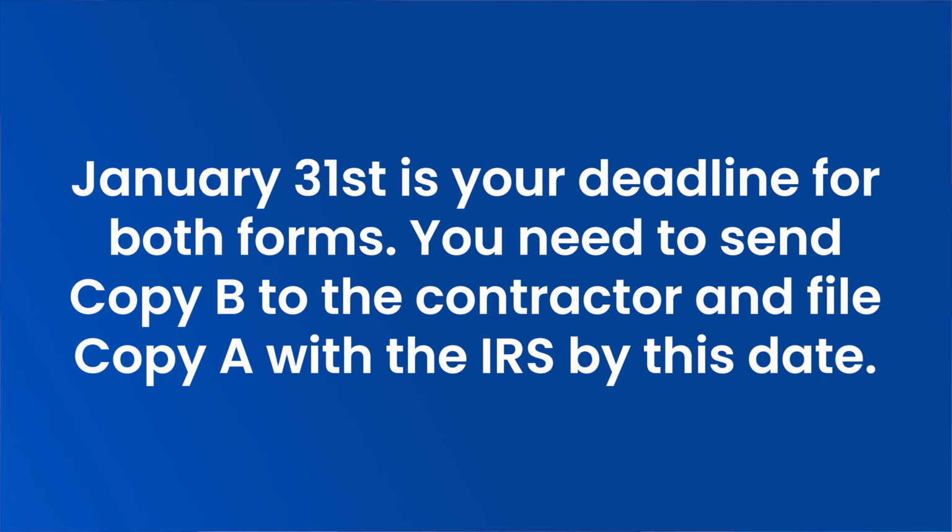Timing is very important with 1099s. Here are the dates to know. January 31st is your deadline for both forms. You need to send copy B to the contractor and file copy A with the IRS by this date. Don't wait until the last minute. Mail can be delayed and you don't want to deal with penalties.